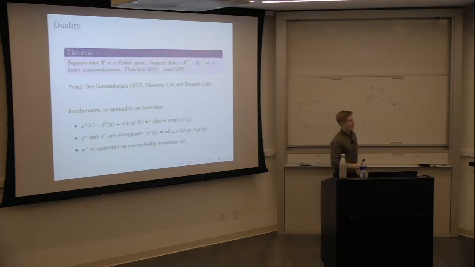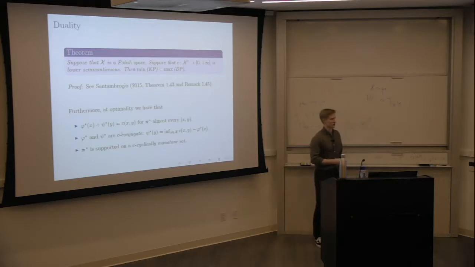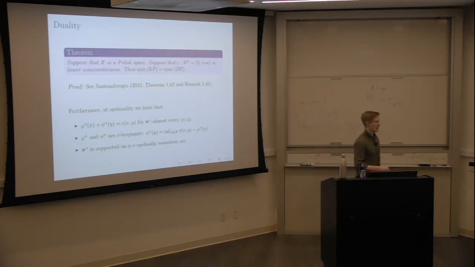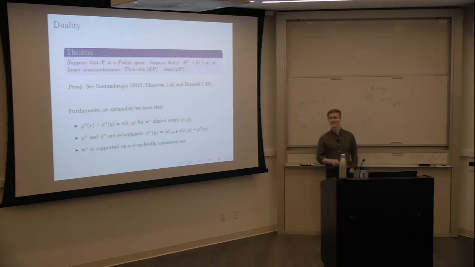This is not something we'll dwell on, but to connect it, if any of you are familiar with convex analysis, which is very much at the heart of this problem, and I encourage you to look into, phi star and psi star, the optimizers, are conjugate with respect to C. This is kind of a generalization of convex conjugates, if you will. And this pi star, the optimal transport plan, is supported on what's called a C-cyclically monotone set, which is a bit of a mouthful.